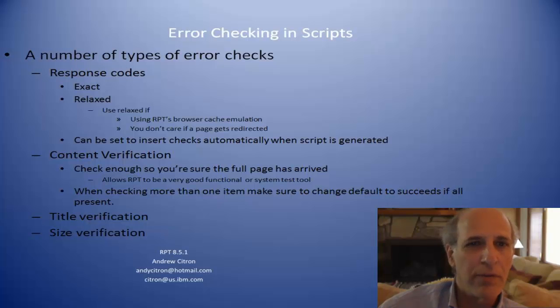And you can check response codes to see if they're exactly what was recorded, or they have a relaxed mode where if a response code is substitutable for another one, then it will treat it as okay. For example, you can use relaxed error checking if you're using RPT's browser cache emulation, because then sometimes instead of getting a 200 response code, you'll get a not modified response code, and RPT will treat those as equivalent. Same thing with a redirect. If you don't care that your pages get redirected, you can use relaxed error checking on those pages.